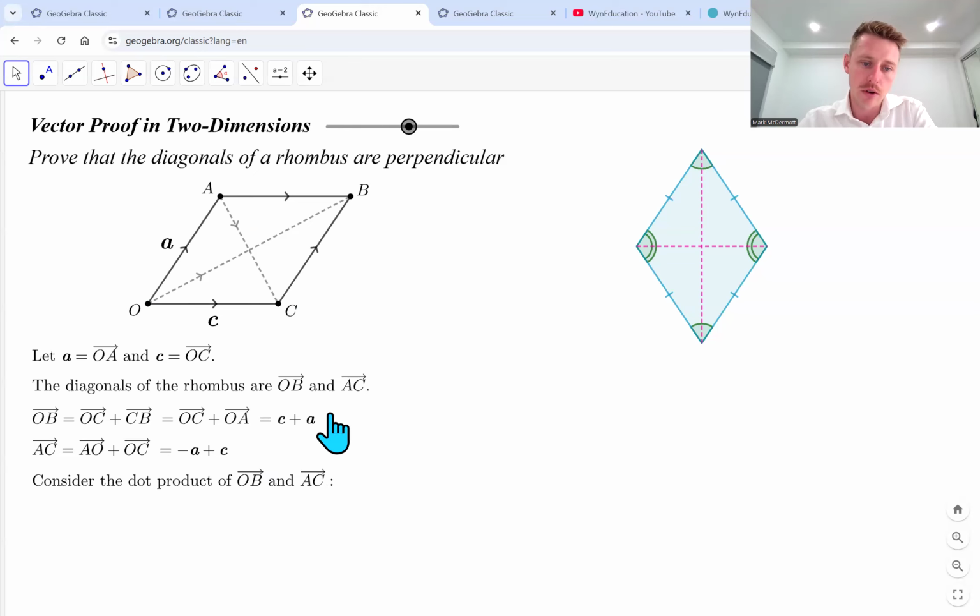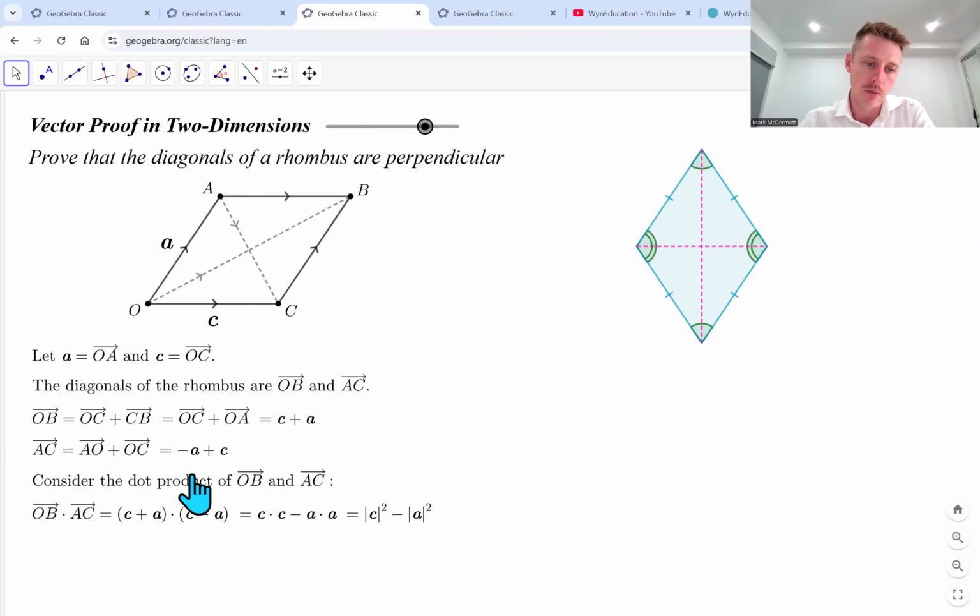Okay, so consider the dot product between OB and AC. We're going to take the dot product of C plus A with negative A plus C. So that gives us this thing here. Expanding things out a little bit gives you C dotted with C minus A dotted with A.